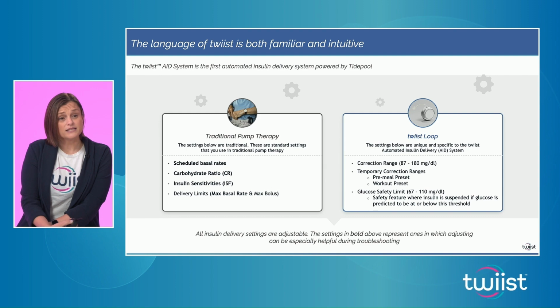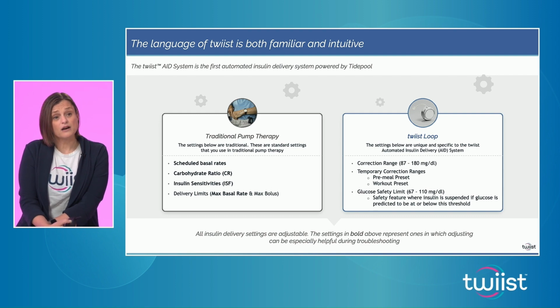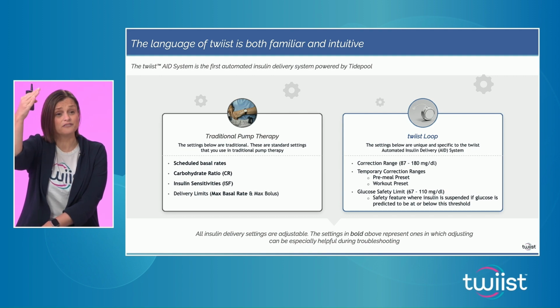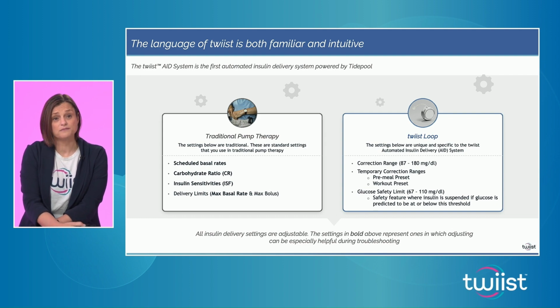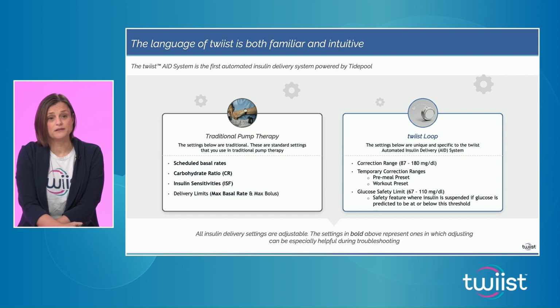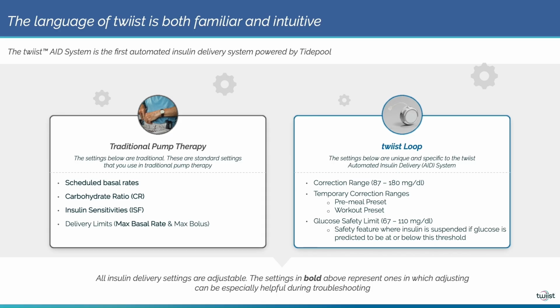The max basal rate is something that's important to keep in mind because our system is using basal modulation, and so that's going to need to be set high enough so that the algorithm can deliver enough insulin to correct for high glucose values. The twiist loop, in order to create an automated system, needed to have some goals in mind. So the correction range is the range in which the algorithm is constantly trying to focus the glucose into. And then that can be set anywhere from 87 to 180 milligrams per deciliter.